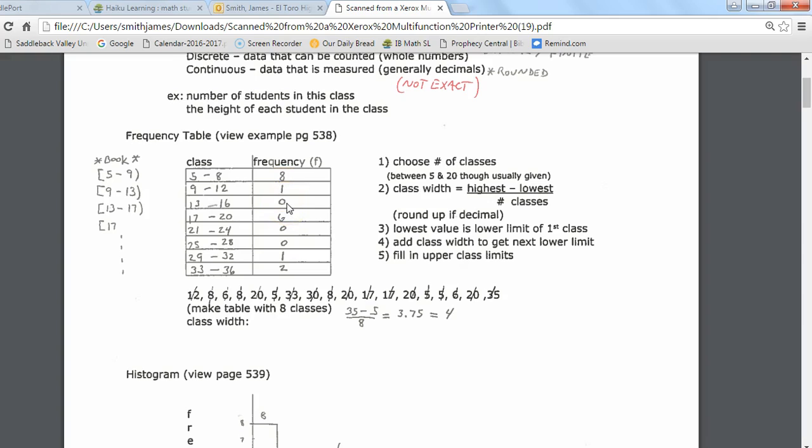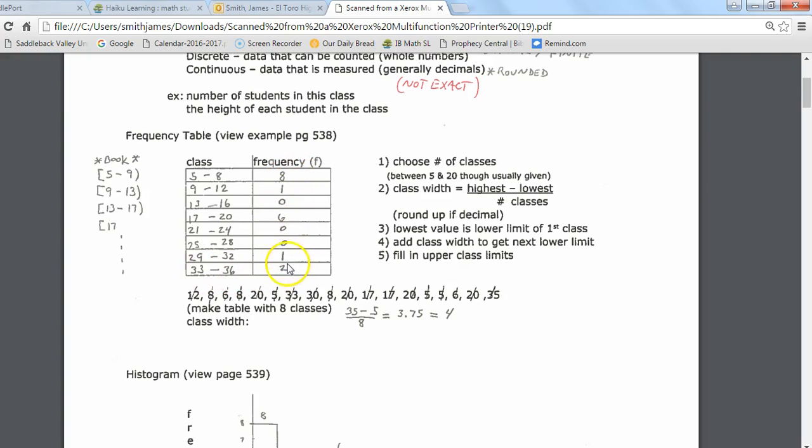There were none from 13 to 16. And we just keep on going down the list here. There were 6 data values from 17 to 20. There were none from 21 to 24. None here. There's only 1 piece of data from 29 to 32. And 2 pieces of data from 33 to 36.